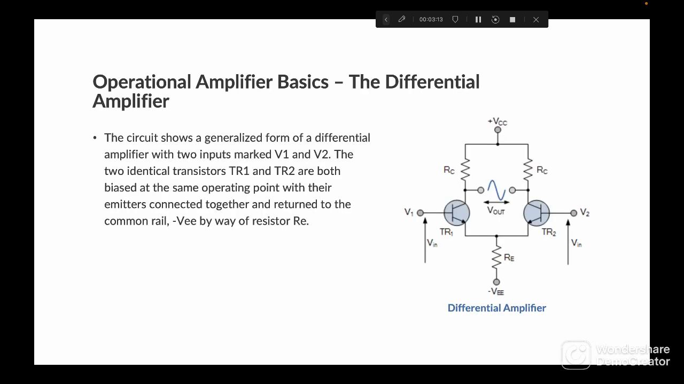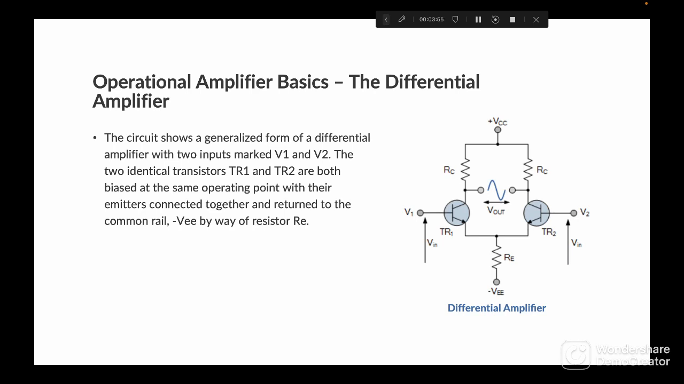So next, the differential amplifier. This circuit shows the generalized form of the differential amplifier with two inputs, V1 and V2. The two identical transistors TR1 and TR2 are both biased at the same operating point with their emitters connected together and returned to the common rail, minus VEE, by way of resistor RE. The circuit is operated from the dual supply plus VCC and minus VEE, which ensures a constant supply.